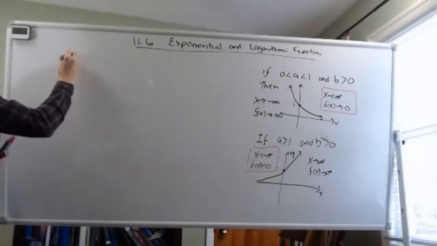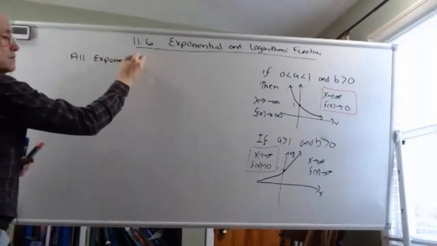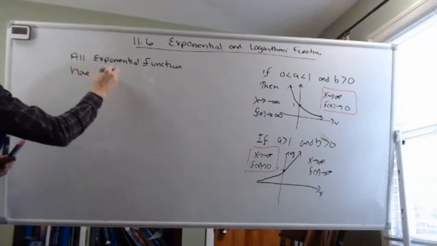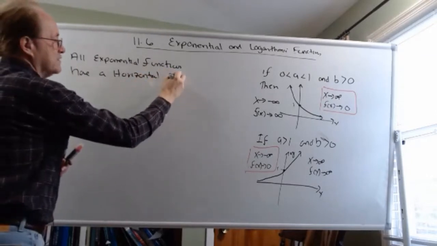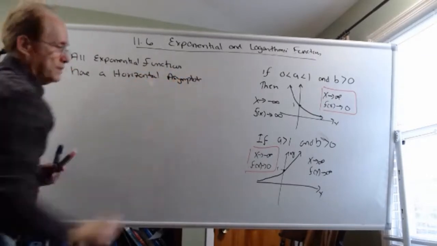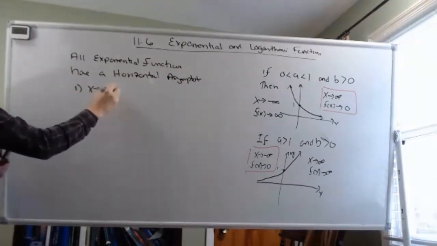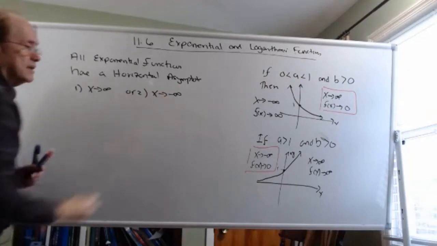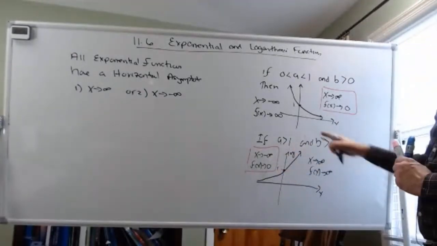So all exponential functions have a horizontal asymptote, anything we define for a rational function. They will always have it. And it's either as x goes to plus infinity, or it occurs as x goes to minus infinity. It depends upon which graph. This one occurs for x going to plus infinity, and the other one occurs for x going to minus infinity. And you can see it on the graph.